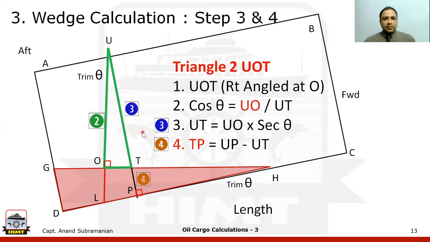So in the second stage, in steps 3 and 4, we find out this vertical height, the height of the oil, which is parallel to the aft bulkhead and measured from the ullage port. Alright, so in our step 2, we have reached point 4, which is the height TP.